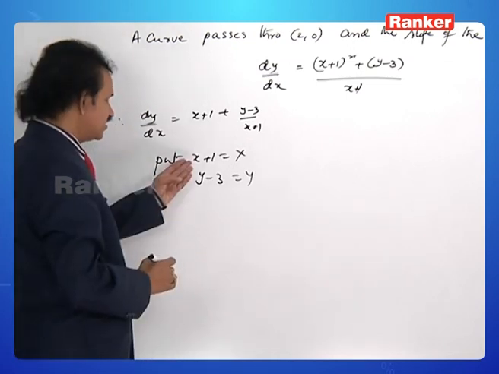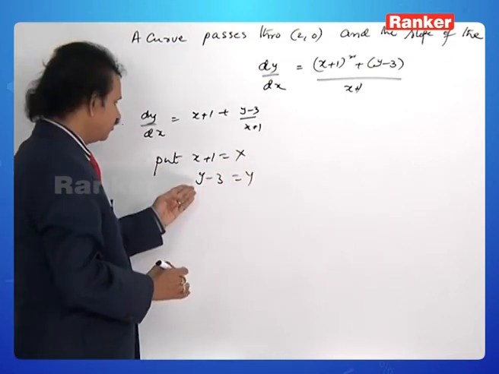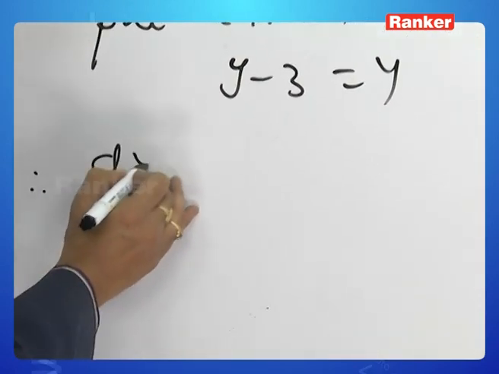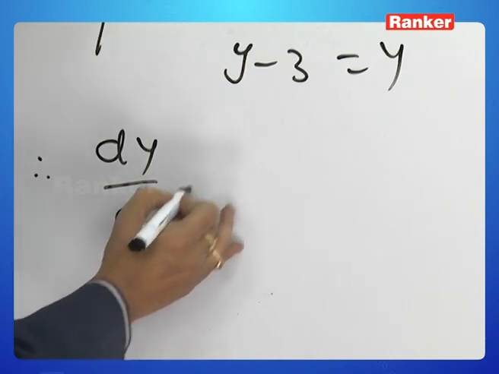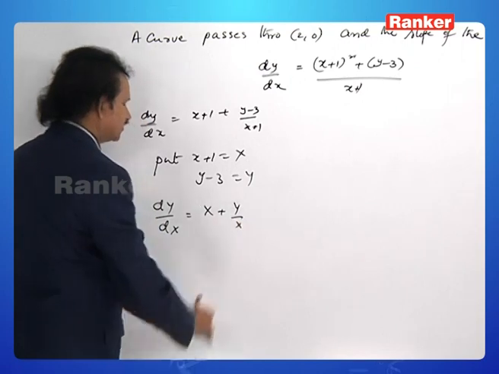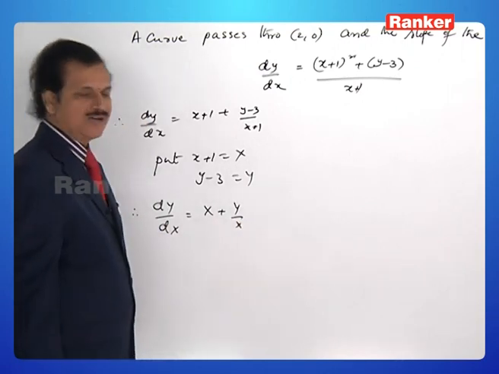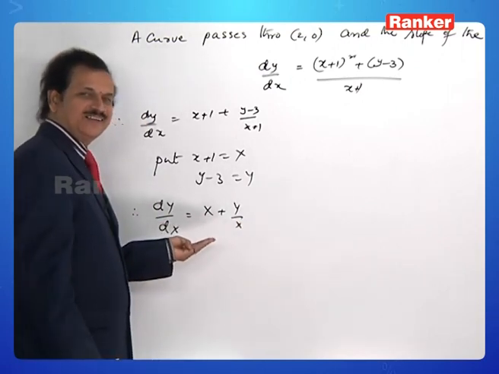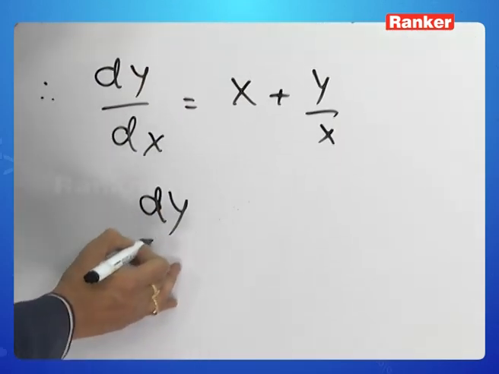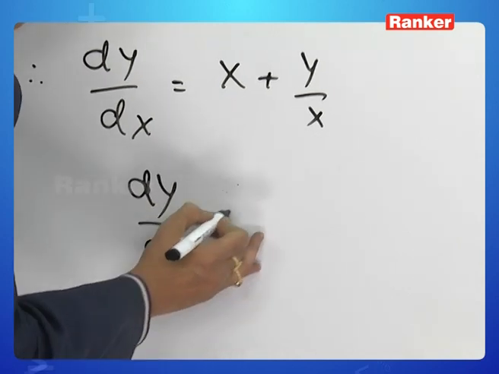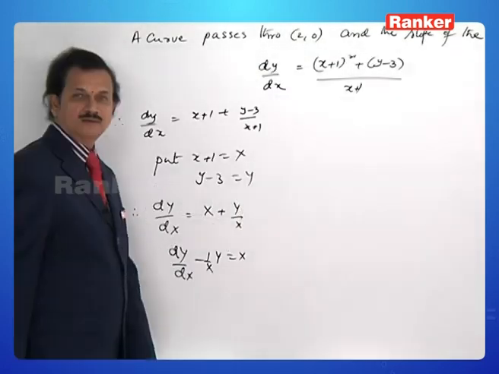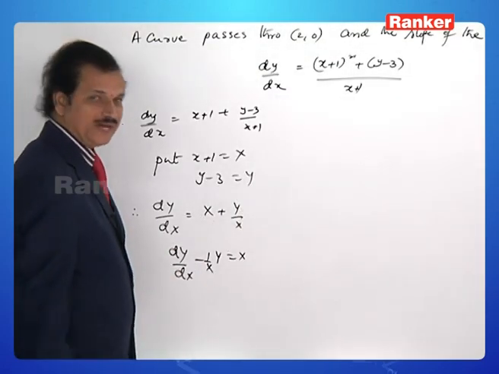Come on, dear, what is d small x? dX, d small y, dY. Therefore, dY by dX is equal to (X plus Y) by X. How slim it is. It is simple. Bring that Y by X this side. dY by dX minus (1 by X) into Y is equal to X. It is linear in Y.